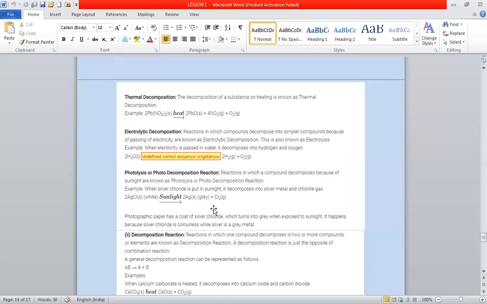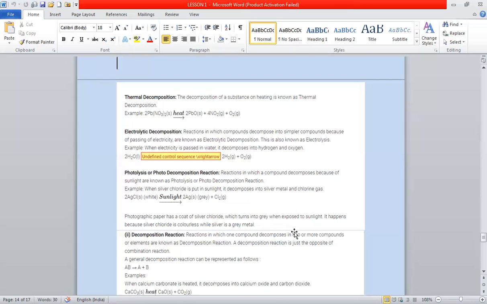This is photolytic decomposition. In the same way, when silver bromide is exposed to sunlight, it also decomposes in the same way, into 2Ag plus Br2. So this is how decomposition reaction takes place: thermal decomposition, electrolytic decomposition, and photolytic decomposition.